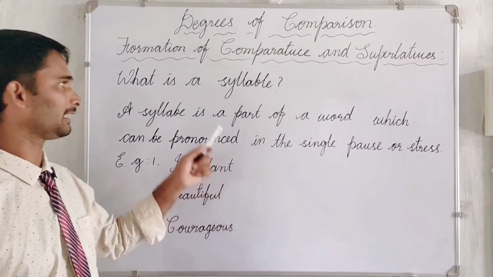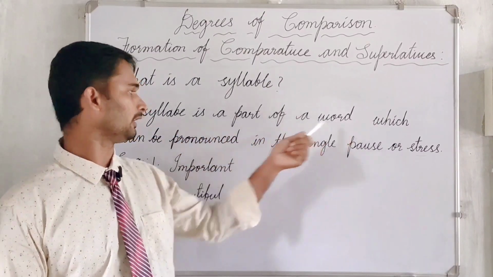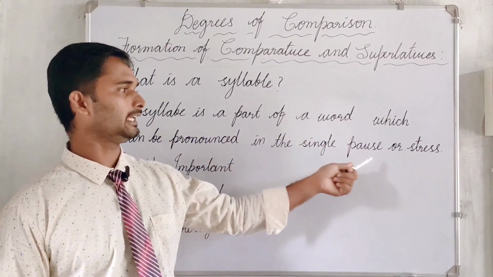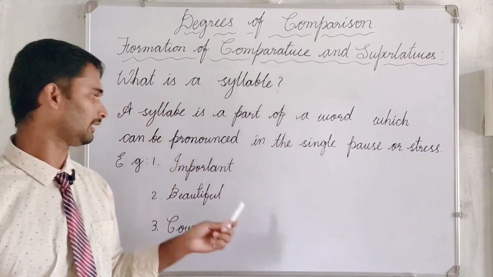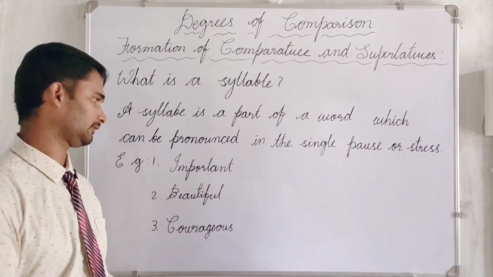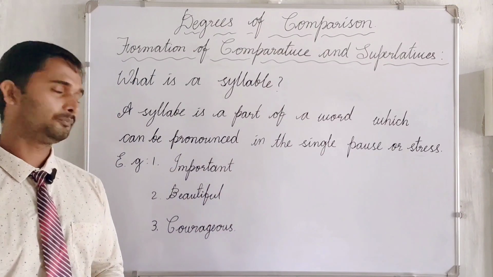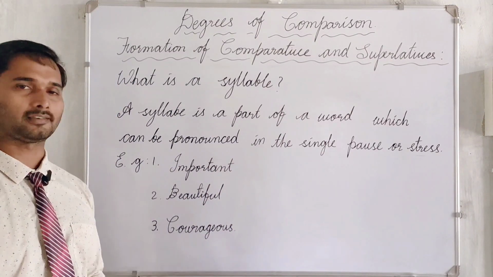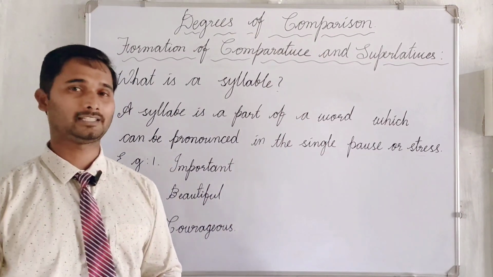Let us learn what a syllable is. A syllable is a part of a word which can be pronounced in a single pause or stress. Some examples: important, beautiful, courageous. How to identify a syllable?